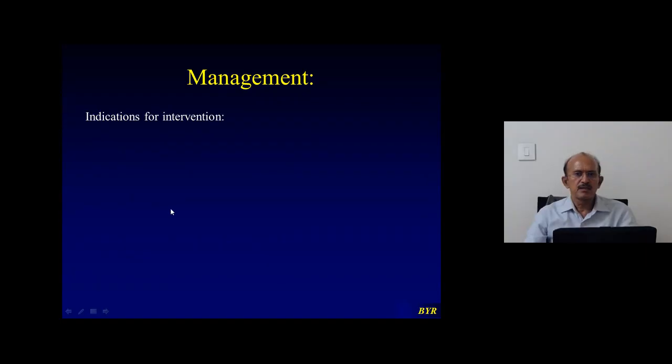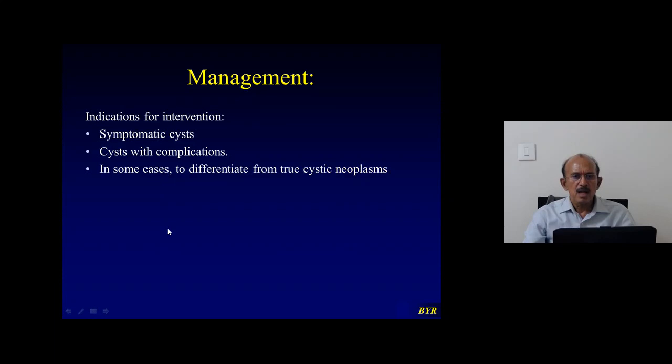Management of the pseudocyst. Indications for intervention. Symptomatic cysts, that means where there is pain, anorexia, discomfort, a large mass. Cysts with complications. In some cases, to differentiate from a true cystic neoplasm. If endoscopic ultrasonography fails to differentiate between a true cyst and a pseudocyst, then you have to do surgery to differentiate it. Cysts more than 6 centimeters in diameter. Cysts which stay for more than 6 weeks' time.